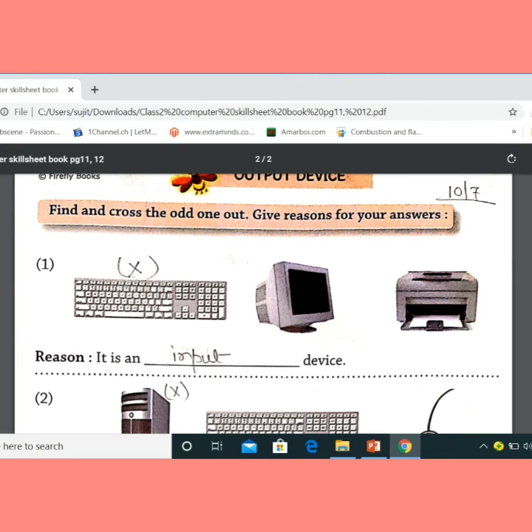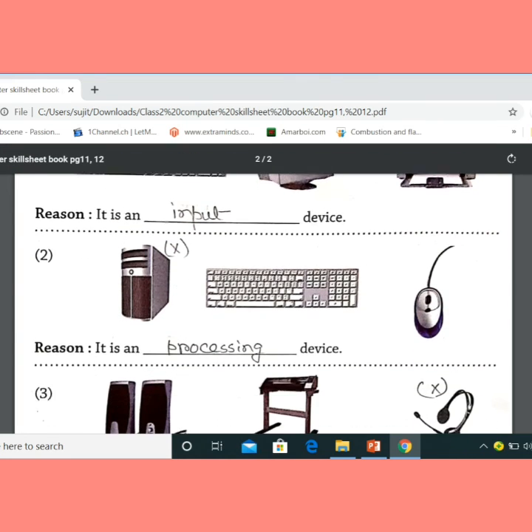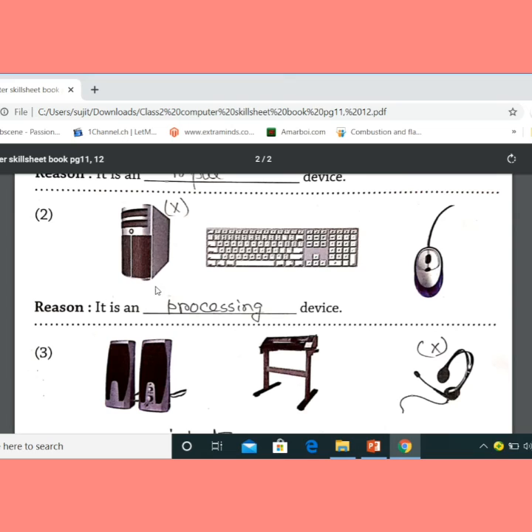Clear? Similarly, next we do this. See, CPU is a processing device. Next, keyboard, we all know, is an input device, and mouse is also an input device. So which is the odd one? These two are input and this is processing. So this is the odd one. Cross it and write here processing.